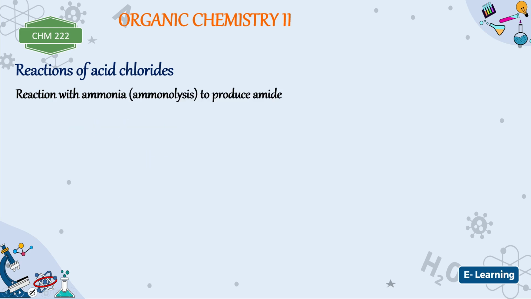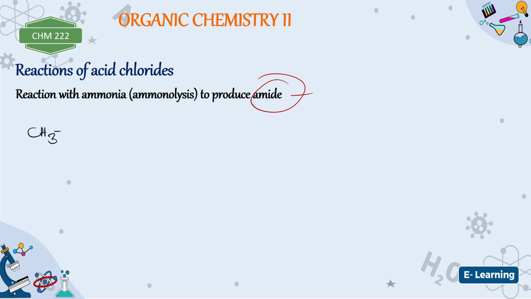Now let's see the other one, reactions with ammonia. What did you say about ammonia? All carboxylic acids and their derivatives, when they react with ammonia, they are going to form amides. They are going to form what? Amides. So this is going to form amides.